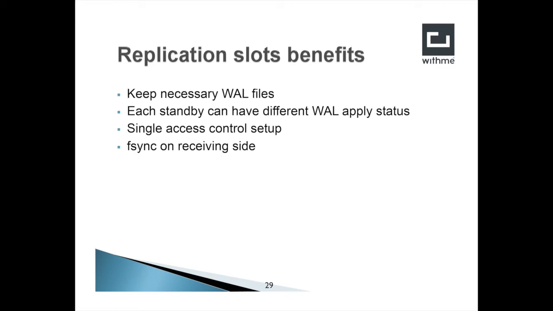So those are the basic benefits of replication slots: they keep the necessary WAL files. Each standby can have a different WAL apply status, right? For example, I normally have one standby that is always applying the WAL, and another standby that is at least 1 hour behind. So in case somebody makes a mistake, I don't have to do a recovery. I can use that standby, stop it, and query that standby database to find out or restore one of the rows or tables.